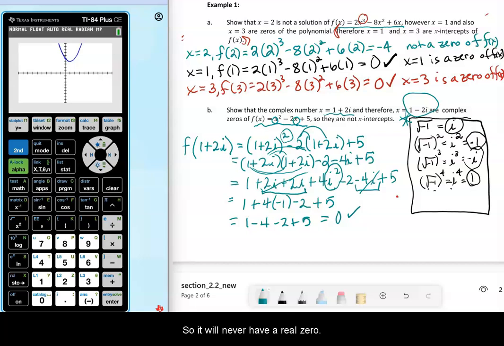So it will never have a real 0, which means that since its power is 2, it must have two complex zeros. And those two complex zeros are 1 plus 2i and 1 minus 2i.